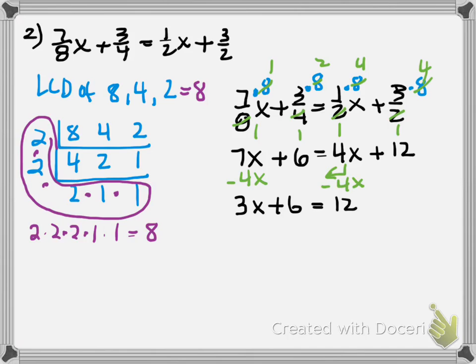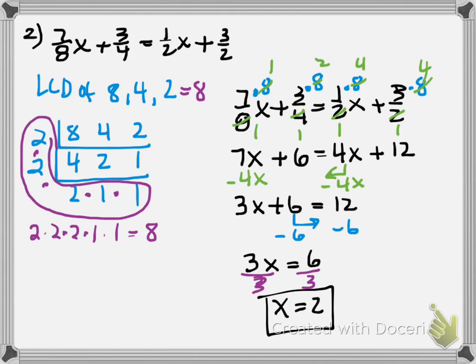I'm going to do constants to the right. Opposite operation, subtract 6 from both sides. And I get 3x equals 6. Divide both sides by 3. Oops, 3. And then I get x equals 2. And that's a solution to this problem. Okay, we got one more for you.